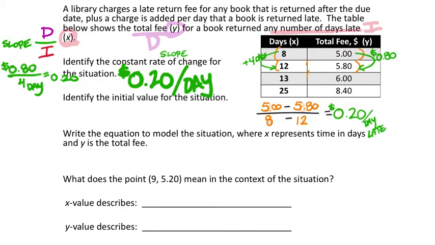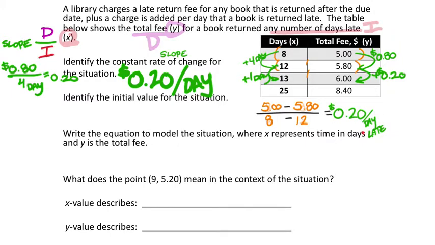Well, what about those other points? This means that you could use the other ordered pairs to find the slope there, right? See right here, 5.80 to 6, that would be an increase of 20 cents. And right here, 12 to 13, that was 1 day.